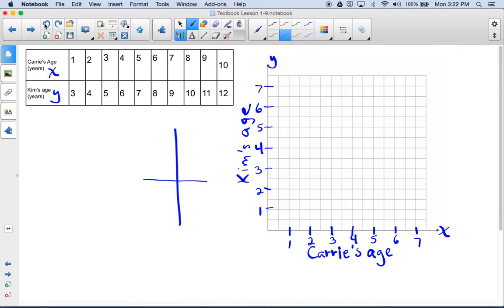So now let's put the points on the graph. 1, 3, 2, 4, 3, 5, 4, 6, let's see, very darkly, 5, 7, and that's all I can really fit on my graph for right now.